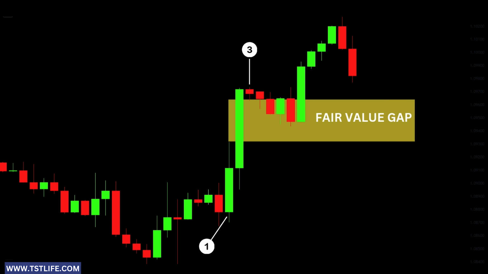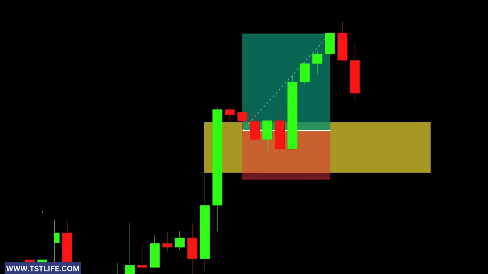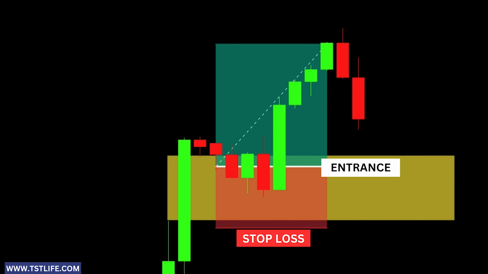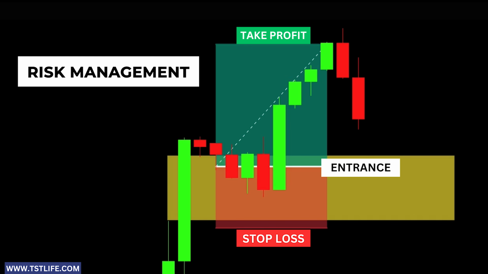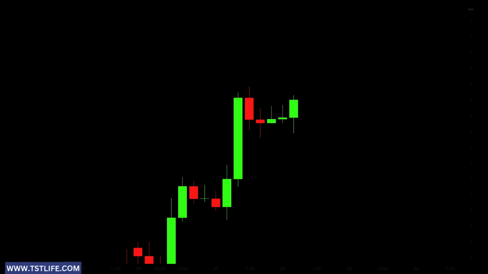There are different ways to trade fair value gaps. Personally, I prefer to place my entry within the gap and position my stop loss below it to protect against any sudden moves. Regarding take profit, I leave it up to you to decide, as long as it aligns with your risk management strategy. Before we jump into the practice part, where you get to spot the fair value gaps yourself, let's examine two examples from the chart.